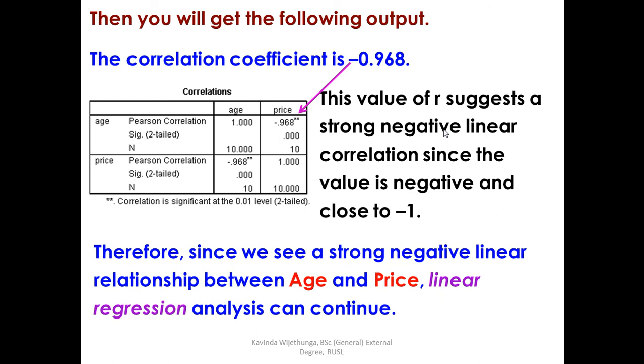So first thing is you have to find out the relationship between these two. It means the correlation, otherwise you can't apply the linear regression. So first thing is you need to find the relationship between the independent variable and dependent variable. If it is a linear relationship only, you can continue the simple linear regression.